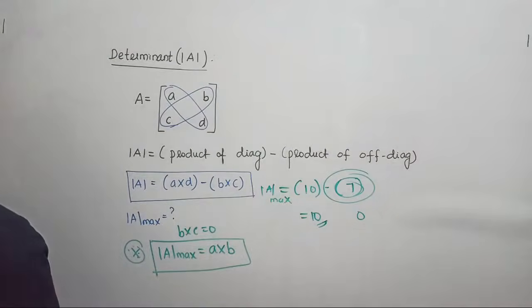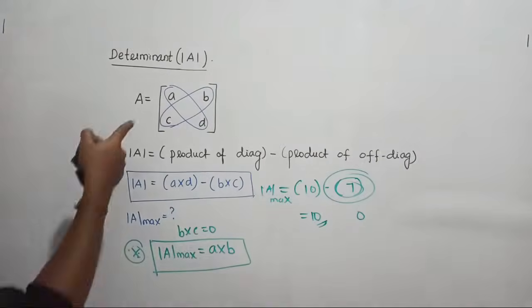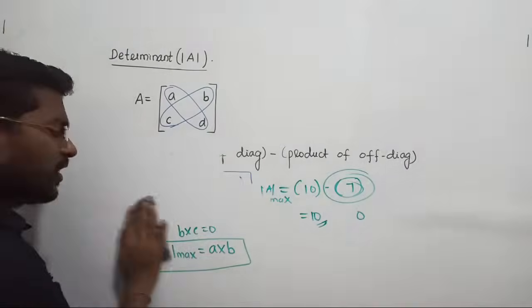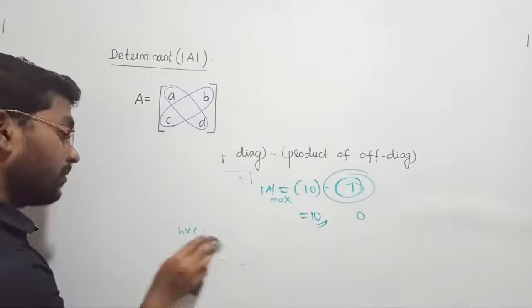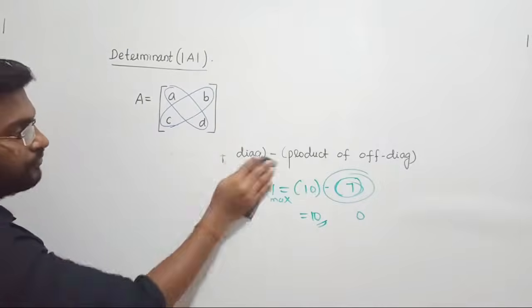So let me rub these things. These types of questions will be tested only with the 2 marks, that is the 2x2 matrix. Why? Because of time, right? Time is the main concern, right?